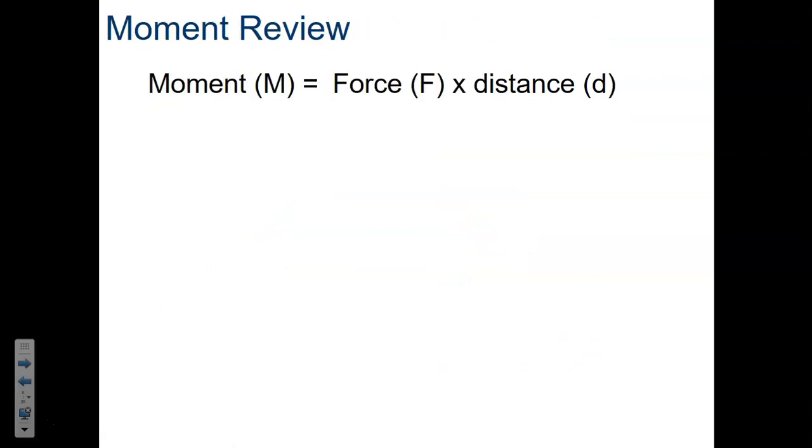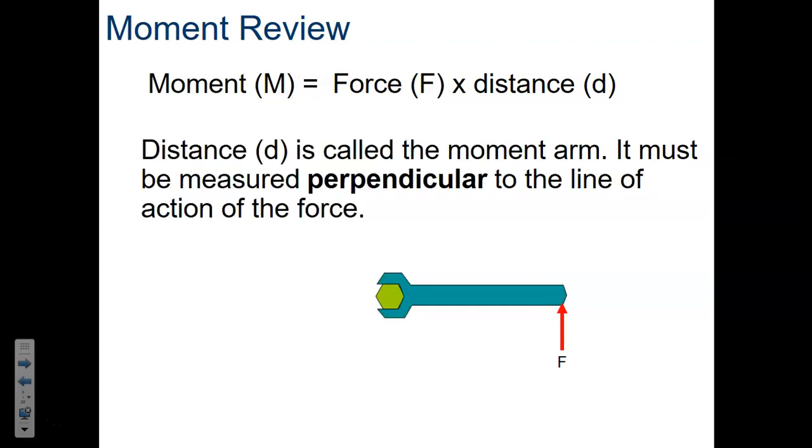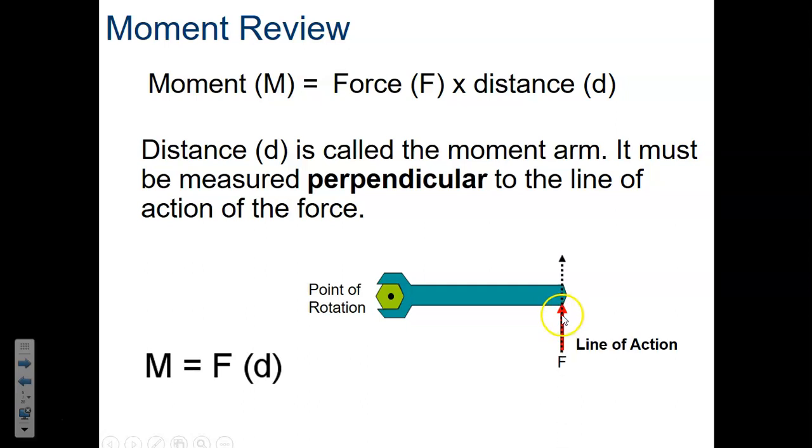So a little bit of review on moment slash torque: moment is equal to the force times the lever arm distance. D is called the moment arm, or lever arm is typically what I refer to it as. It must be measured perpendicular to the line of action of the force. So basically, if this is your force, you draw a line through that force, and then the lever arm, the moment arm, is the distance from the point or axis of rotation to that line of action, perpendicular.